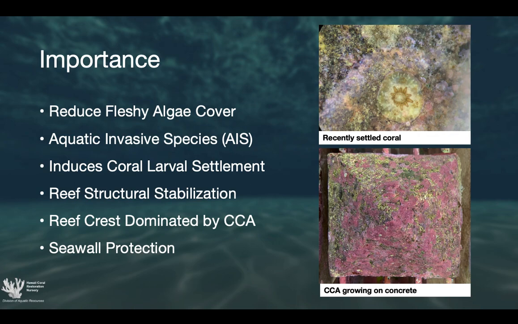And like I said before, the reef crest tends to be dominated by Crustose coralline algae because it can handle those extremely high wave energies. And for this reason, it's very useful for protecting structures. And part of the project which we're going to be exploring is developing a way that we can actually apply Crustose coralline algae to existing structures underwater, in addition to outplanting large colonies of Crustose coralline algae.